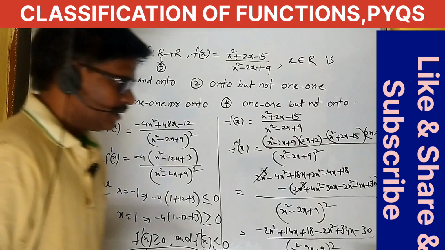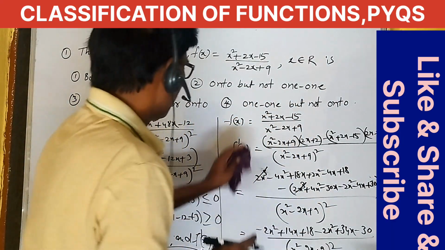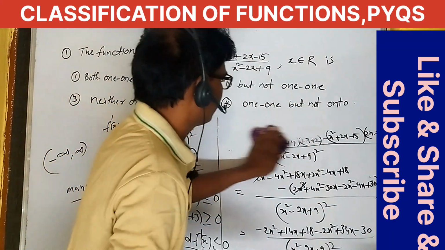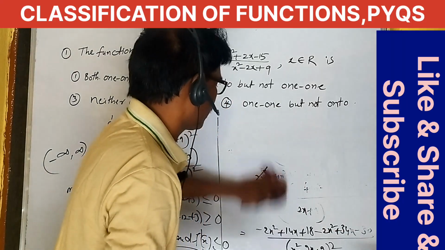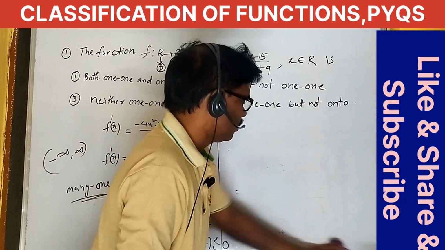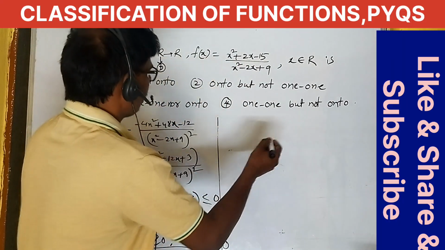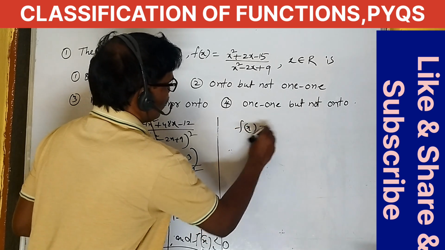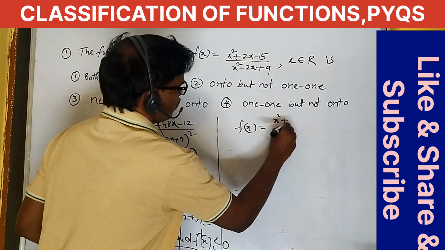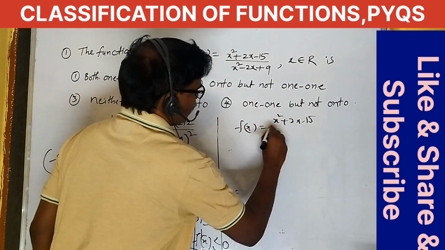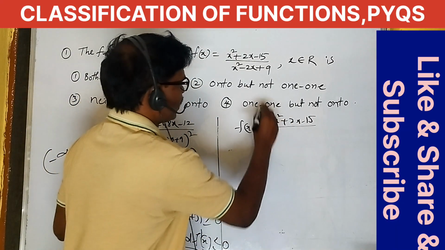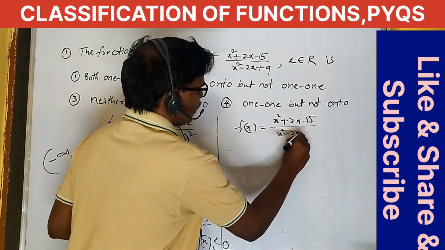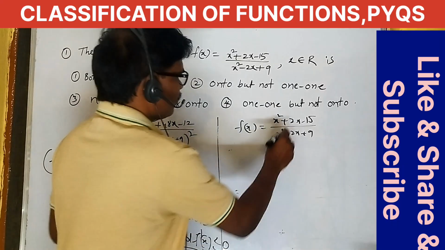Okay, next check the onto function. Onto function means quadratic by quadratic, range not equal to codomain. Okay, what is the quadratic by quadratic? f of x is equal to x square plus 2x minus 15 by x square minus 2x plus 9. Okay, this is the quadratic equation.